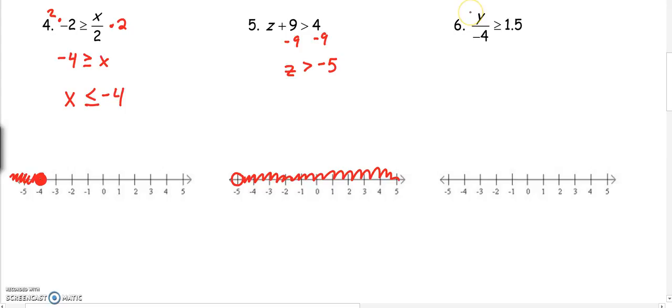Number 6, y over negative 4 is greater than or equal to 1.5. So I'm going to multiply by negative 4. Notice this is a negative number. So whenever it's a negative number, we have to flip our inequality sign. So y is less than or equal to negative 6. I'm just going to add negative 6 on the end of my number line after negative 5. And on negative 6, this should be a closed circle, shade to the left again.